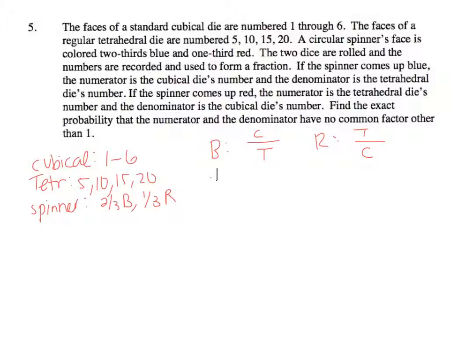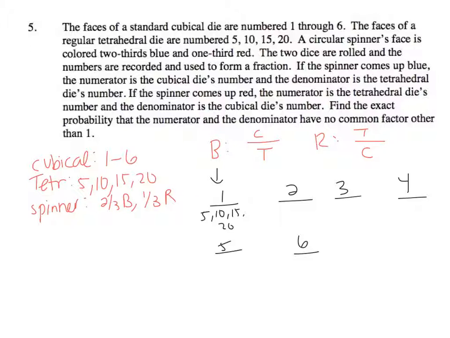Okay, so I'm going to look at the blue case. If the cubical number goes in the numerator, I could have a 1 in the numerator, a 2, a 3, a 4, a 5, or a 6. Now, I'm looking for the probability that the numerator and denominator have no common factors other than 1. So the denominator can be 5, 10, 15, 20. So in the case of having a 1 in the numerator, no common factors would be 5, 10, 15, or 20. The only common factor they have with 1 is 1.